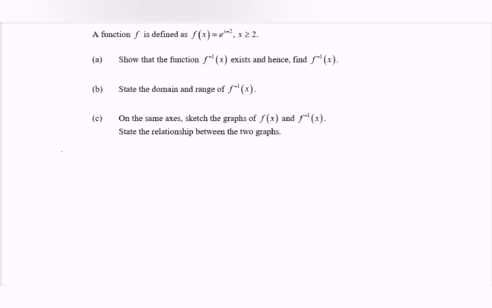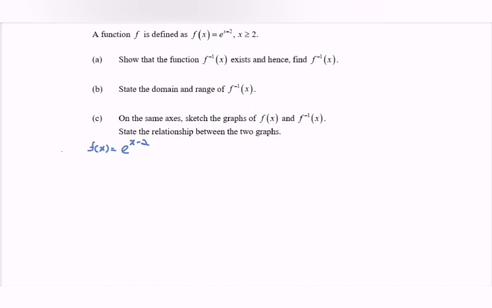Hello everyone, in this video I'm going to discuss the example for function and graph. We have f defined as f(x) = e^(x-2). Show that the function f inverse exists, and hence find f inverse.